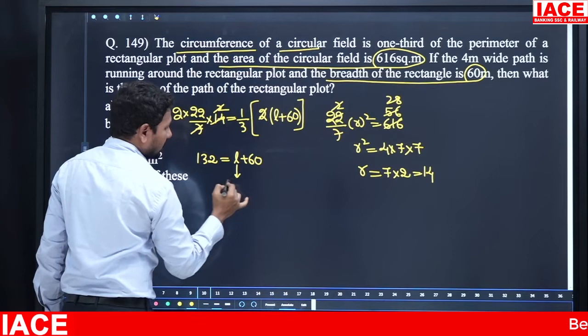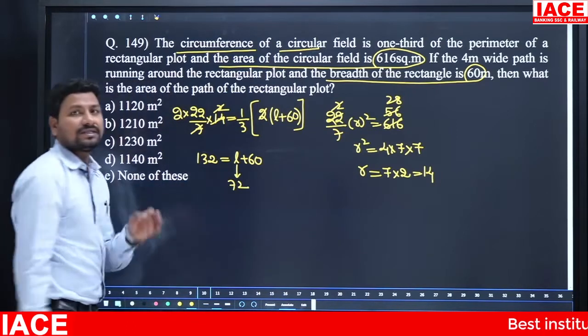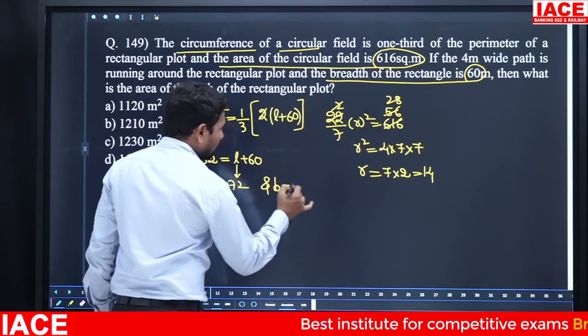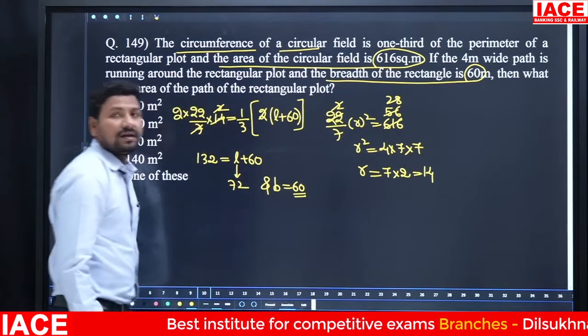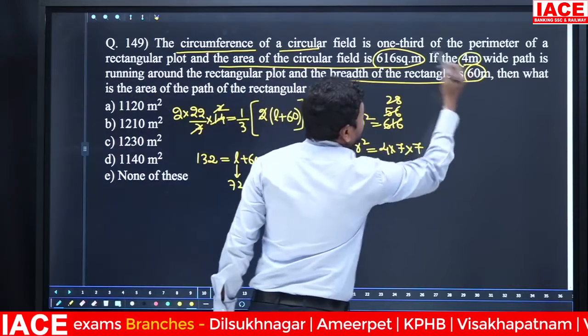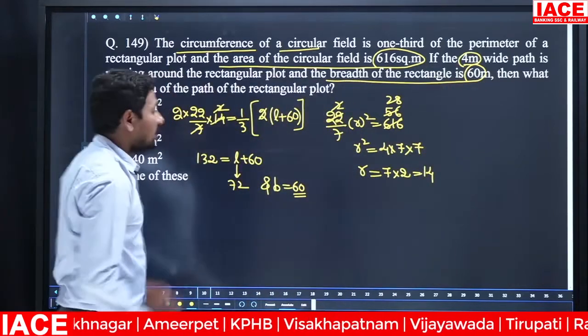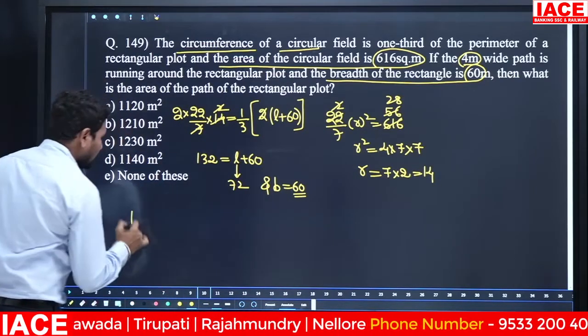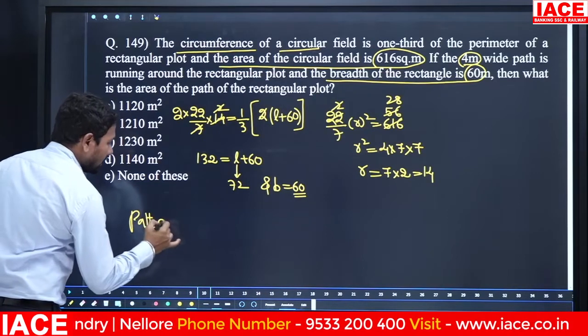Then from this you can write the L value. L value is how much? 72. Now you have the L value and also the breadth value. Breadth value is how much? 60. Now the width of the path is how much? 4 meters. Now I need to calculate the area of the path of the rectangular plot. Then the path area is required.